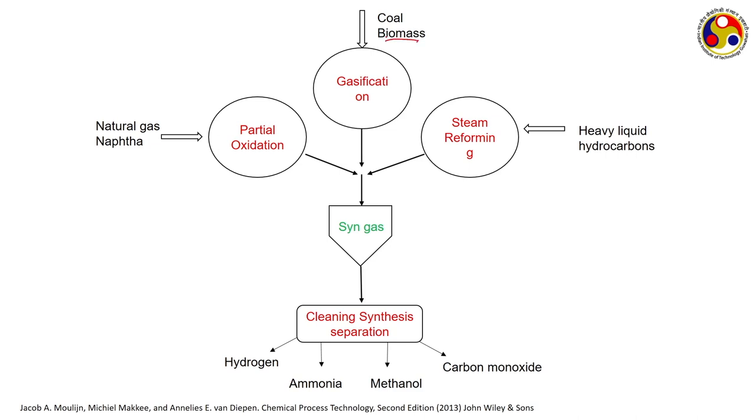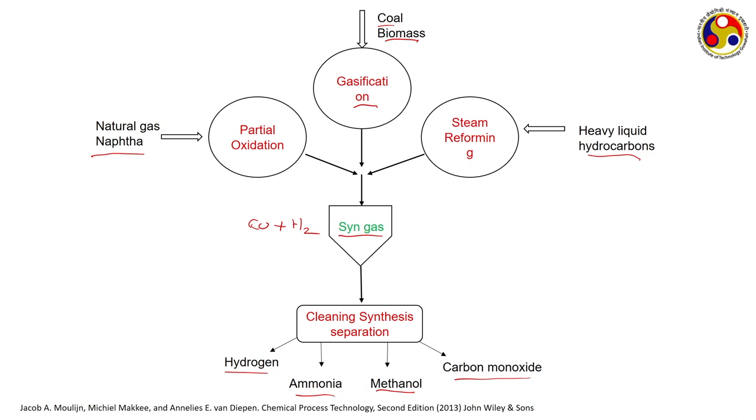From coal and biomass, both follow a similar route: you gasify them. Then you do a partial oxidation, either starting with coal, natural gas or heavy liquid hydrocarbons. The routes are different, but finally on all of these feedstocks you apply a process and convert them into syngas. Syngas is nothing but a mixture of CO plus H2. Once it is formed through steam reforming, gasification or partial oxidation, you clean the syngas and you can separate out hydrogen, form ammonia, form methanol or form carbon monoxide. These are the high valued products, called base chemicals, which you get from different sources: fossil fuel, natural gas and heavy liquid hydrocarbons.